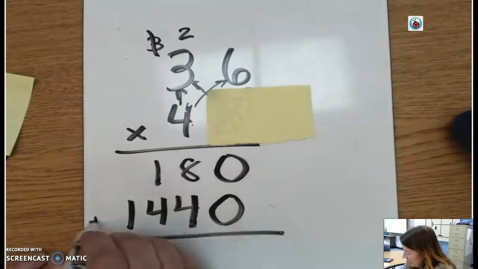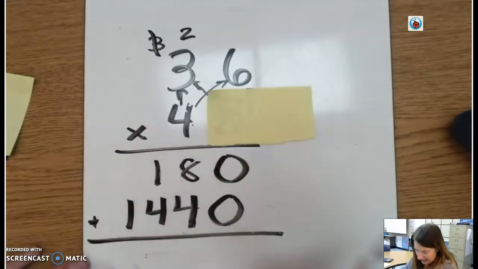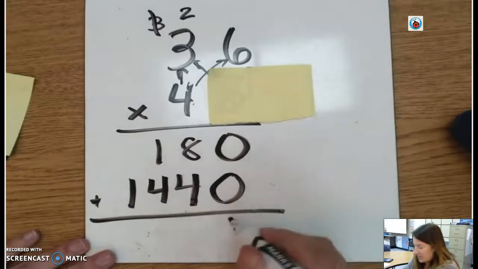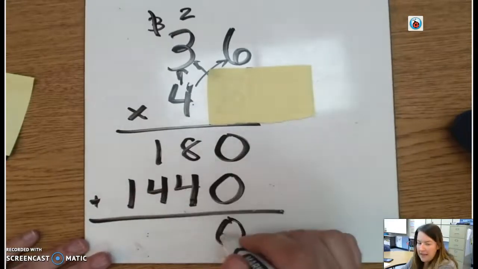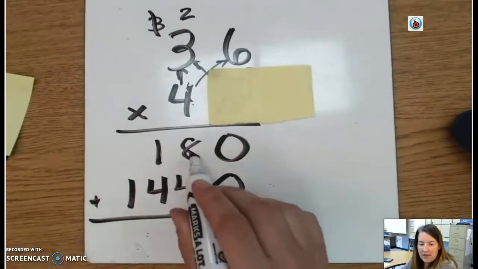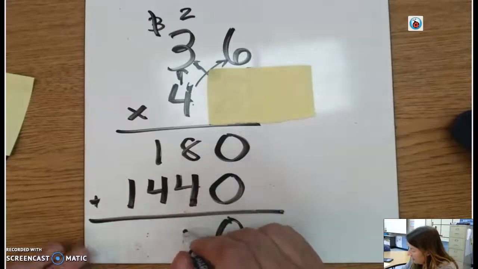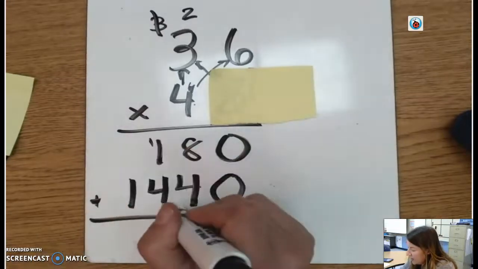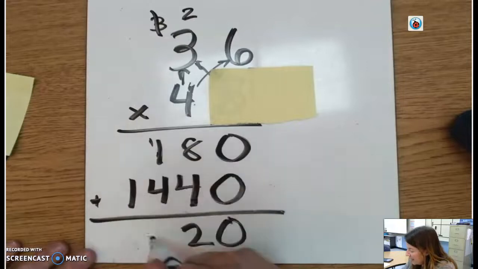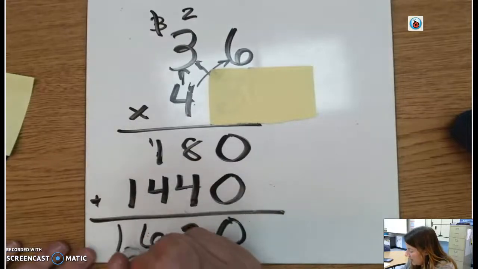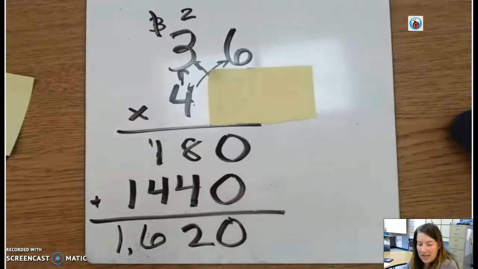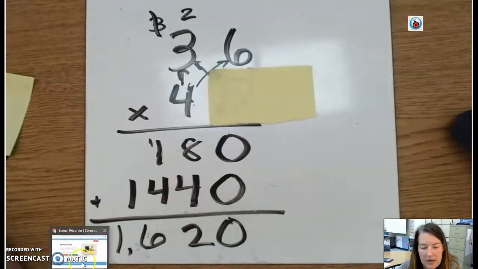The last step is to add these two numbers together. So in the ones place, I have a 0. In the tens place, I have 8, 9, 10, 11, 12. In the hundreds place, I have 4, 5, 600. Thousands place, 1. So I have 1,620. We're going to practice some more of these on the next page.